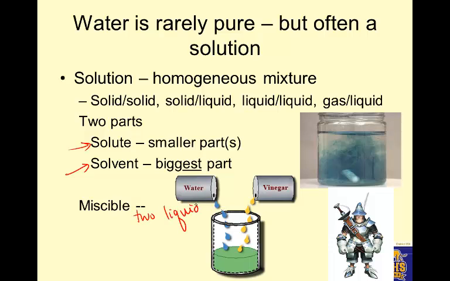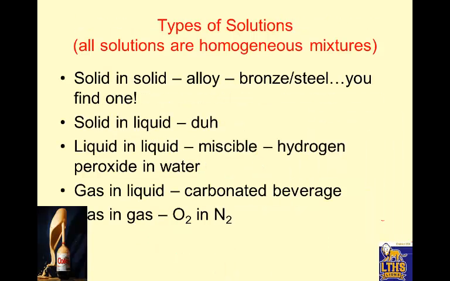So make sure you know how to use the vocab. Water and vinegar mix to make a solution. If there's less vinegar than water, then vinegar is the solute and water is the solvent. You get dissolved. That's how I remember that the solute is the smaller part. You get dissolved. All solutions are homogeneous mixtures.